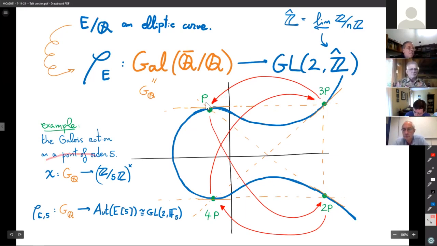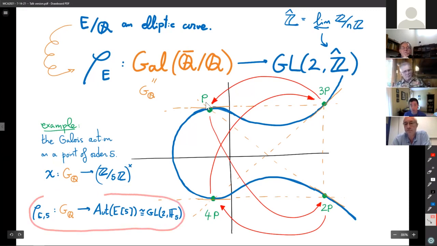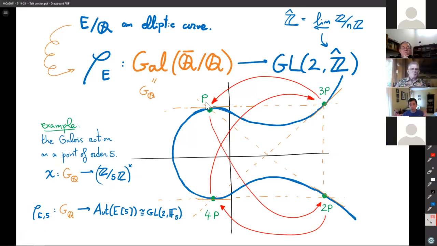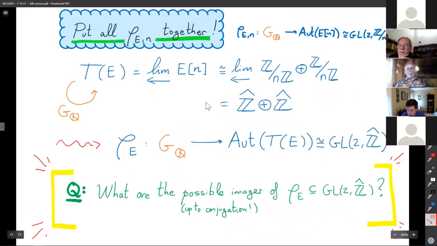Each automorphism will send the point to some multiple of itself, and that gives you a character to (Z mod 5)^×. That character, which is the action on one torsion point of order 5, is a piece of what we call rho_{E,5}, which would give you the entire action of Galois on just the 5-torsion. And now putting it all together for any n-torsion subgroup, as you put these representations together with some sort of inverse limit, you build what we call the adelic Galois representation.